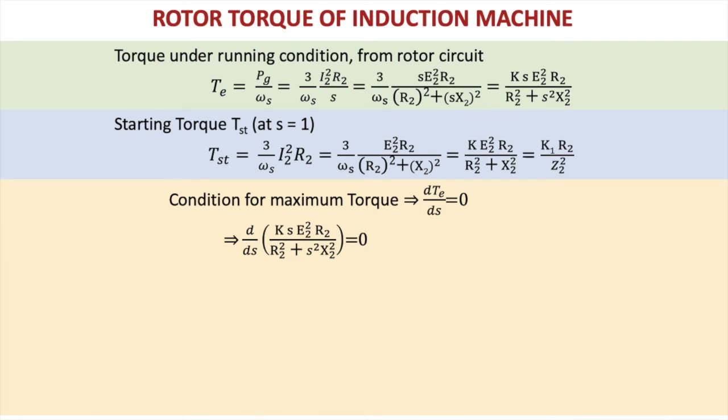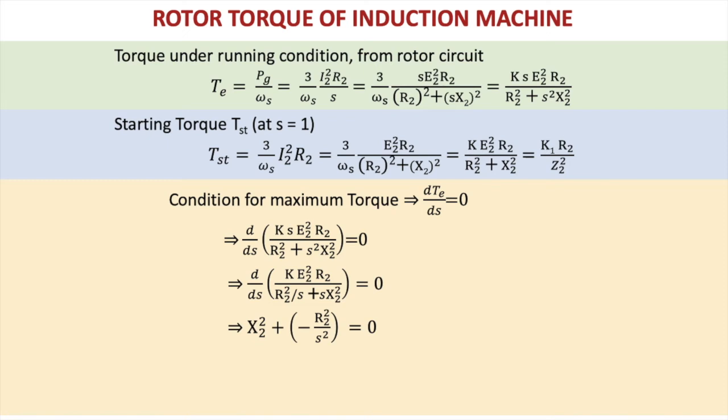So, write the final equation of the torque and equate it to 0. When we equate it to 0, we will divide the whole equation by the slip, so that the numerator differentiation will also be equal to 0, and in the denominator we have R2 square by S plus S x2 square, and that differentiation will give us the actual condition for the maximum torque being produced.